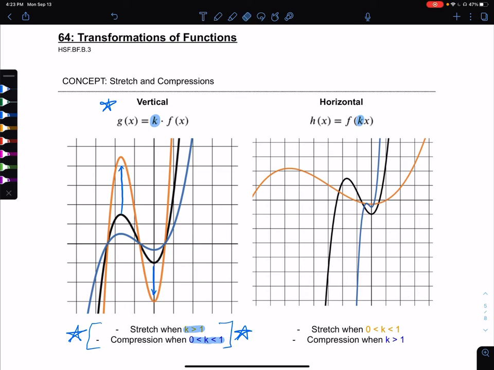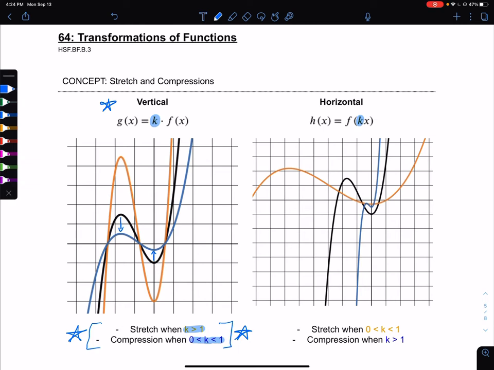And then if the k value is between 0 and 1, so something like 1/2 or 0.2, 0.8, what will happen is this blue graph. And if you notice, my turning points are pushed or compressed towards the x-axis. And we're treating this as the x-axis right here. So it's being pushed towards that, and that's why there's a vertical compression.